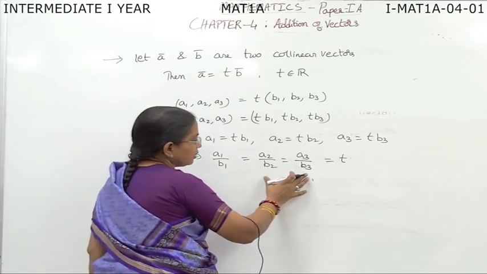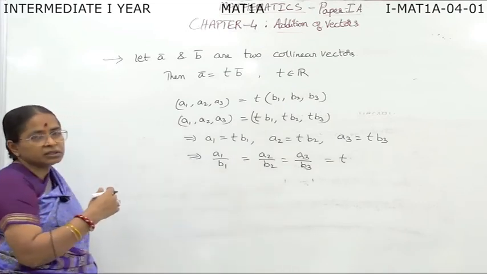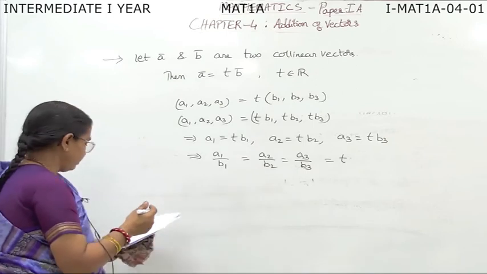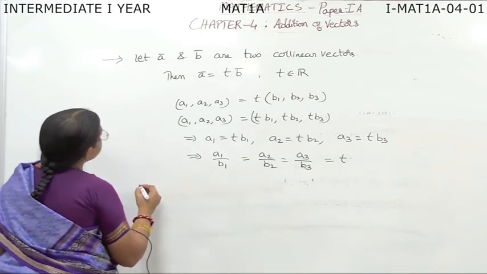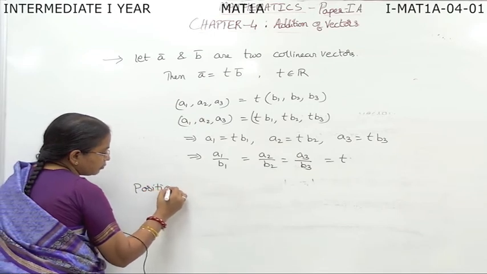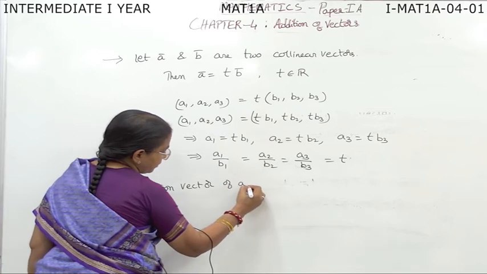So that constant is taken as T. So this is one point that we use in solving the problems. Okay, next is position vector of a point P. Next topic is position vector of a point P.